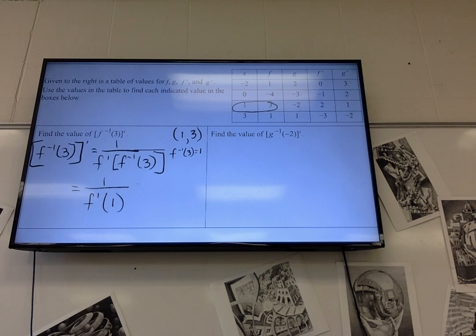Is it 1? f inverse of 1 is how much? Here's f inverse. Wait, is it? Here's 1. 2. Thank you. I said 2 earlier. Well, I didn't hear you. No one did. It was the wrong time then.